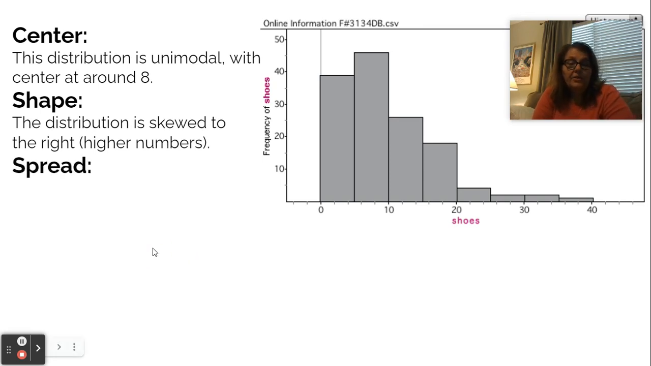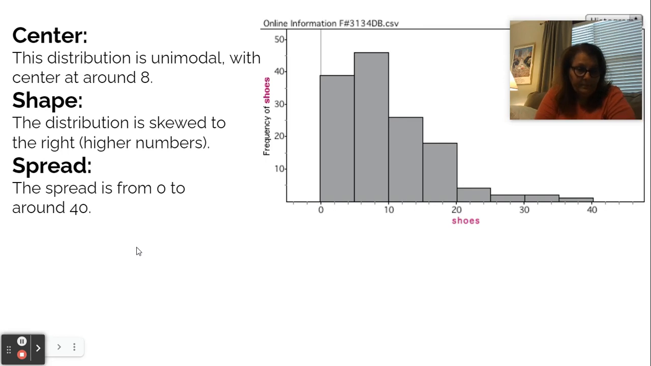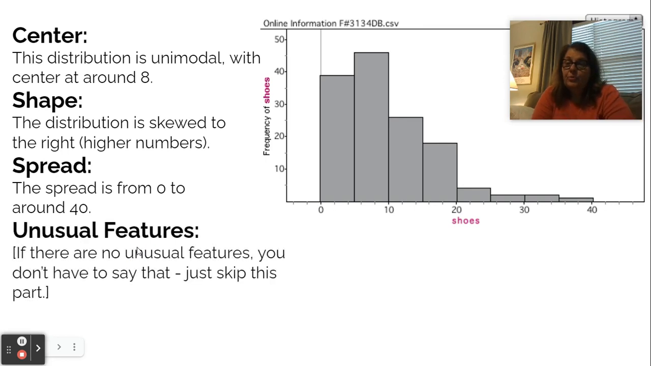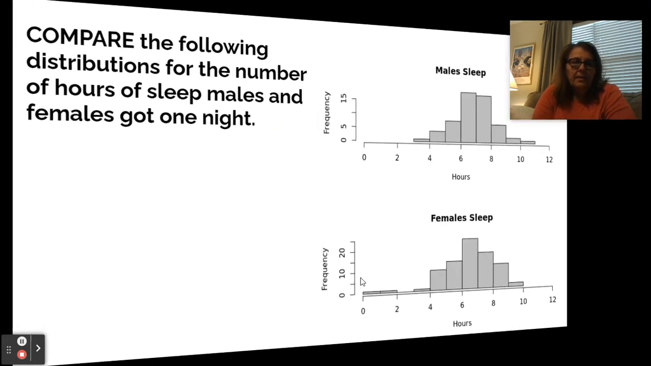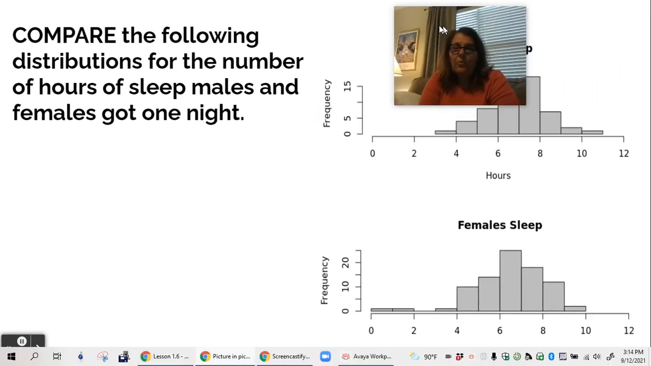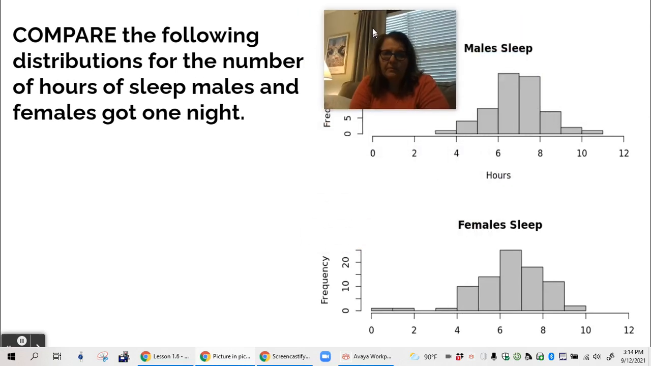Okay. Our spread, well, we notice that we go anywhere from 0 to approximately 40. So the spread is 0 to 40. And I think this is pairs of shoes, but I'm not sure. And then unusual features. This one doesn't have any unusual features. So you don't have to say that. You can just literally skip this part. You only have to mention unusual features if there actually are any unusual features. Okay, so now let's talk about when you compare. I'm going to put myself right here.